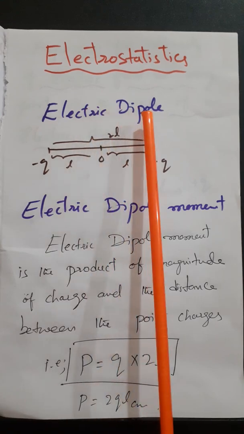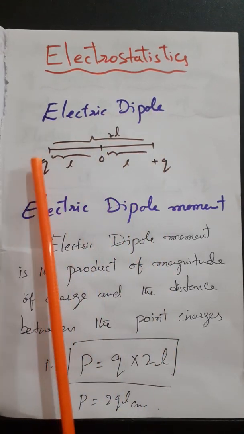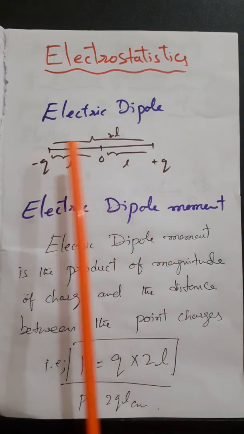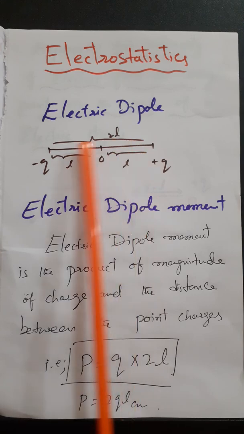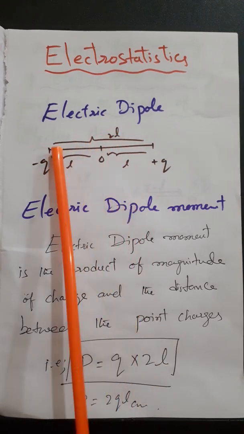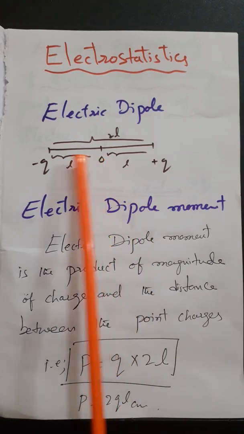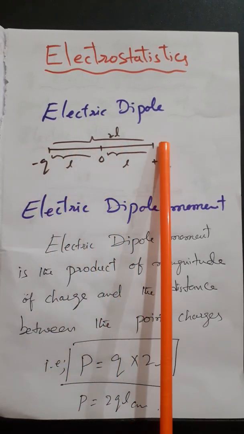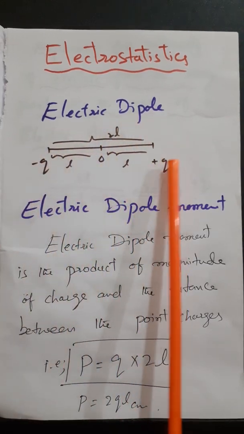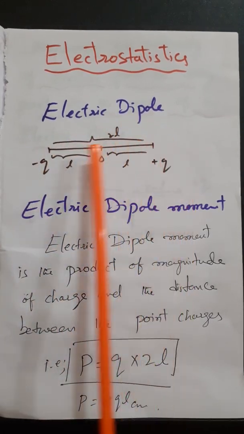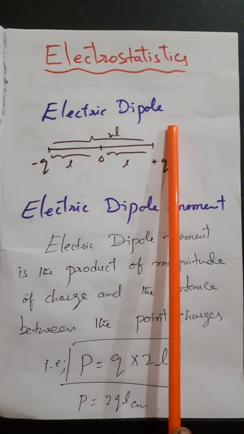Now, what is an electric dipole? An electric dipole is a simple arrangement of two charges separated by some distance. Here the minus q and plus q charges are separated by a distance 2l. The center of these charges is O. From here to here the distance is l, and from here to here the distance is l, so the total distance between the two charges is 2l. A simple arrangement of two point charges with a definite distance is called an electric dipole.